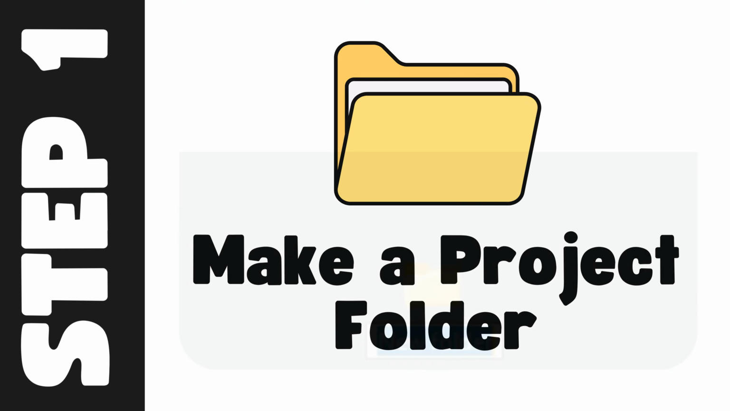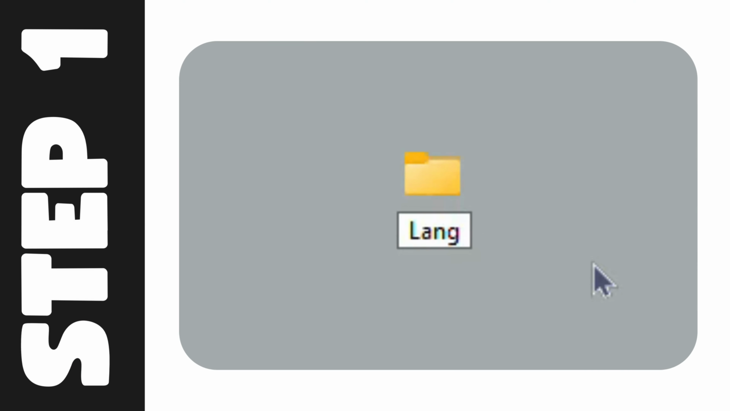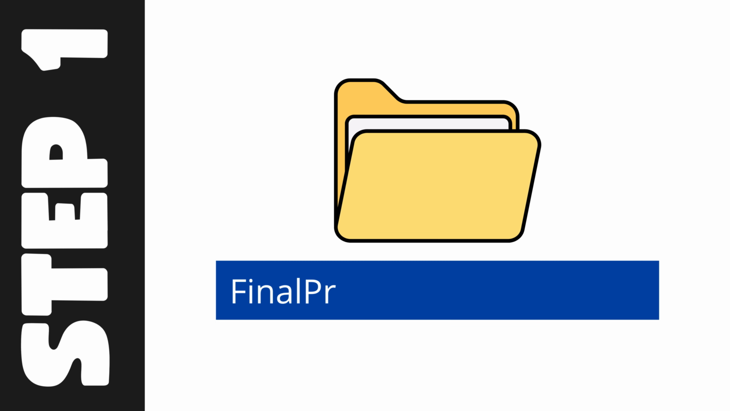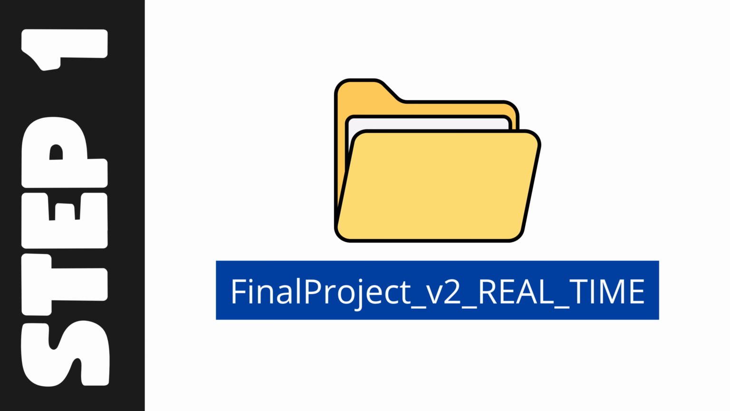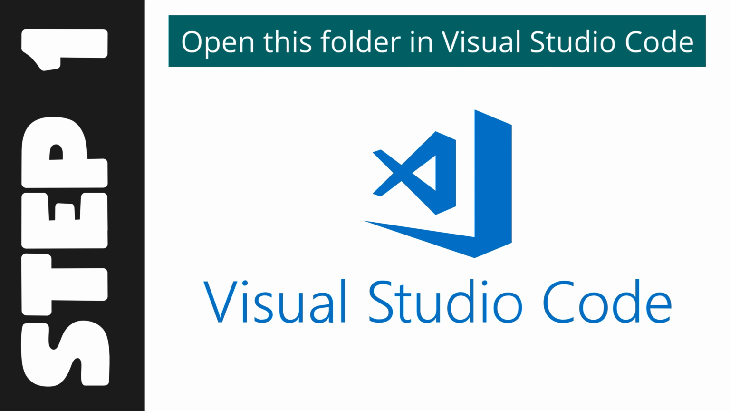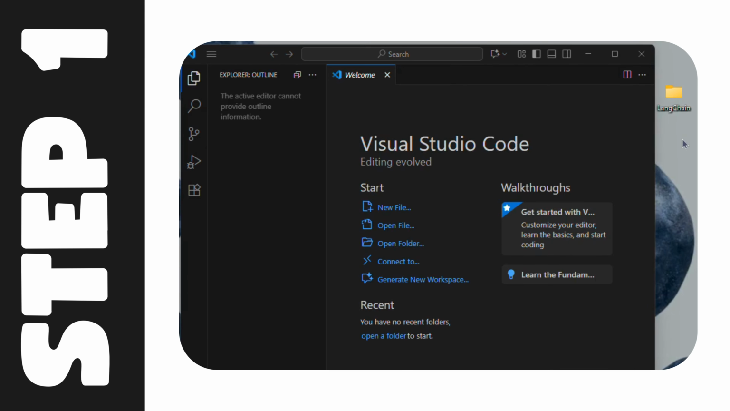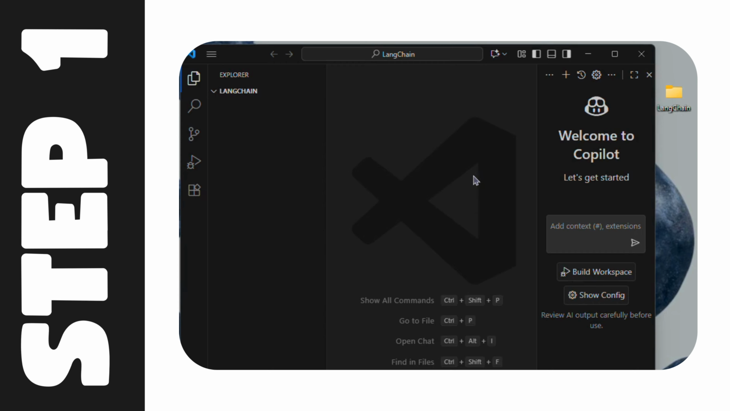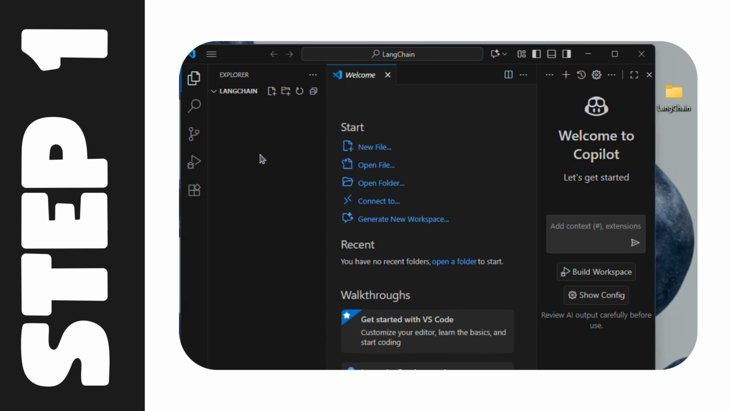Step 1. Make a project folder. I'm making a shiny new folder called LangChain. You can call yours whatever you like, but please, no names like final project _v2 real time. We've all been there. Now, I'll open this folder in Visual Studio Code. Pro tip, you don't need to overthink it. Just drag and drop the folder into VS Code. Boom! Instant productivity. You now look 70% cooler just by opening VS Code.